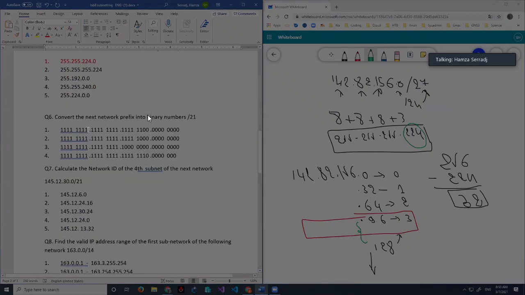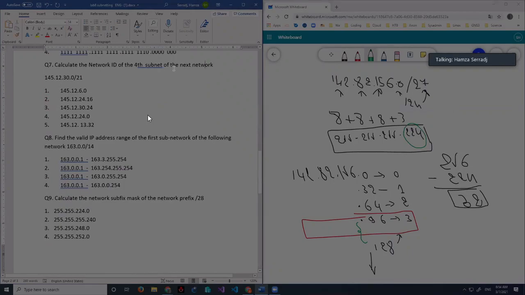/21 should be this one, maybe. 8 plus 8, 16 plus 4, 20. No, this is 23. This is 21, right? This is answer 2. 8 plus 8, 16 plus 4, 20 plus 1, 21. Here it is, my /21.